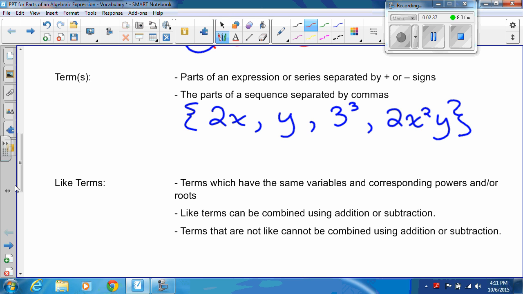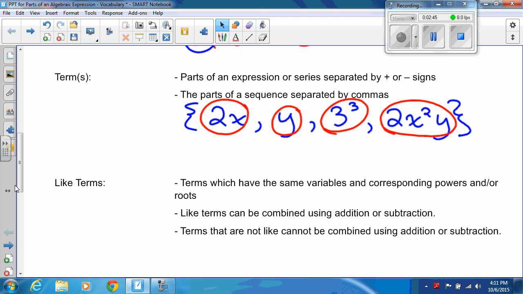So 2x would be a term, y would be a term, 3 to the third would be a term, and all this would be a term, 2x squared y. So again, if it's separated by a comma, sometimes you might see a semicolon as well to separate those. Now for the other part, it says parts of an expression or series separated by plus or minus signs.